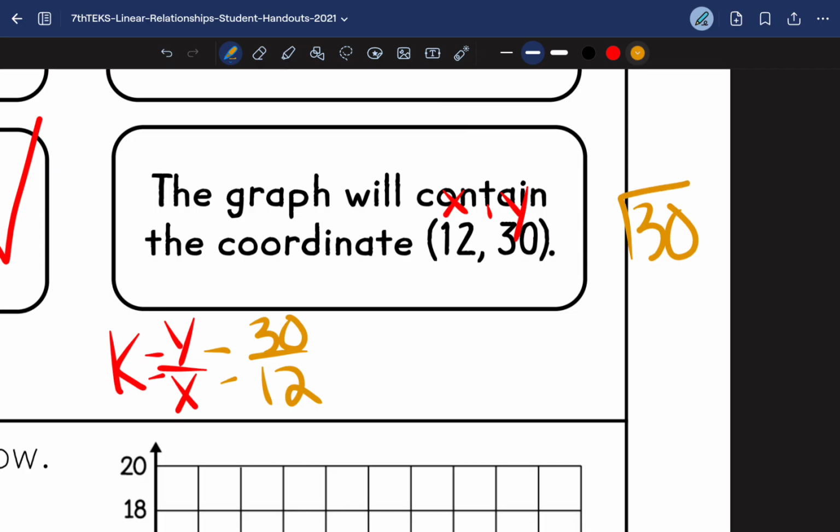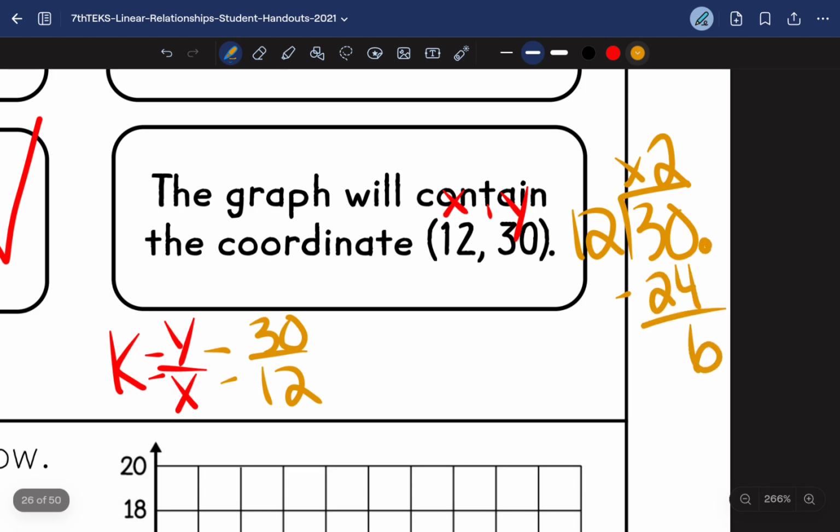So 30 goes in the house, 12 goes on the outside, and I'm going to start dividing. So 3 is obviously too small. 30 is bigger than 12, so I have 12, 24, 36. 36 is too big, so it goes in 2 times, minus 24, for a remainder of 6. I'm going to add a decimal in my quotient as well, bring it down, so it's 60. Well, I have 12, 24, 36, 48, 60. So it goes in 5 times. And if I subtract 60, I have a remainder of 0. So yes, that is also a true statement.